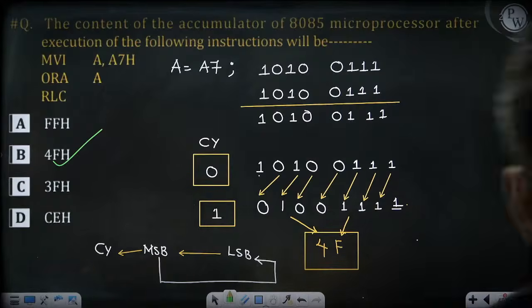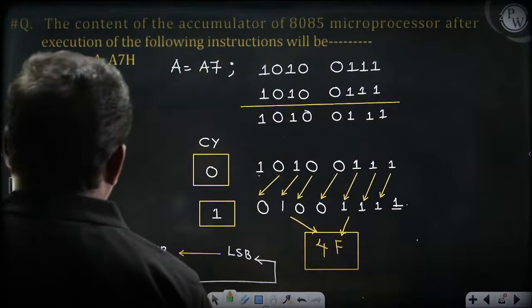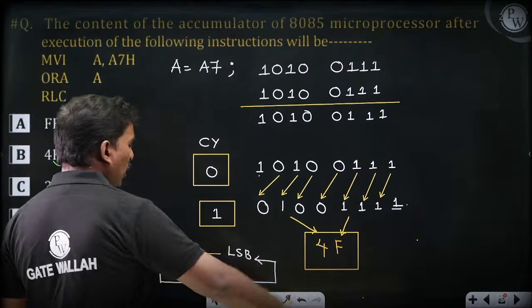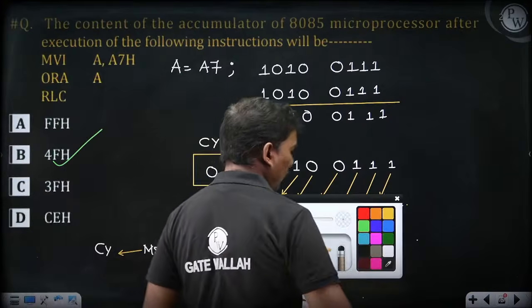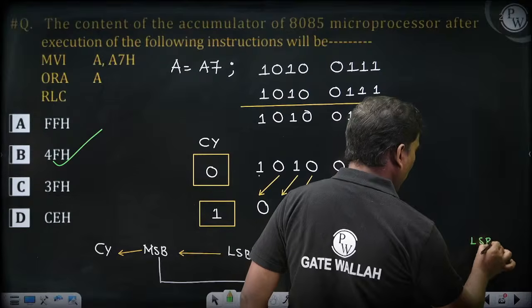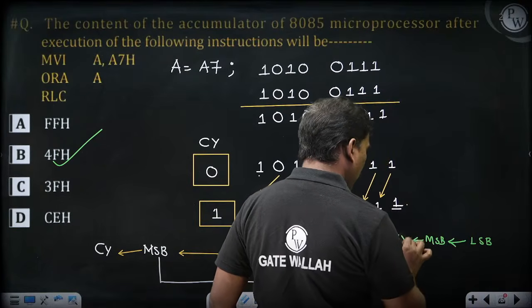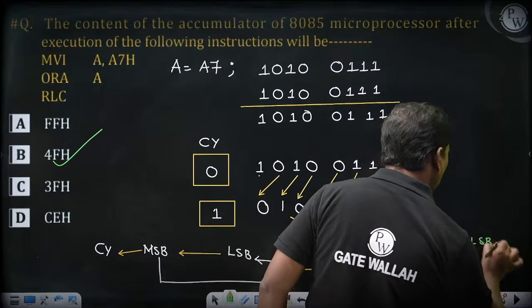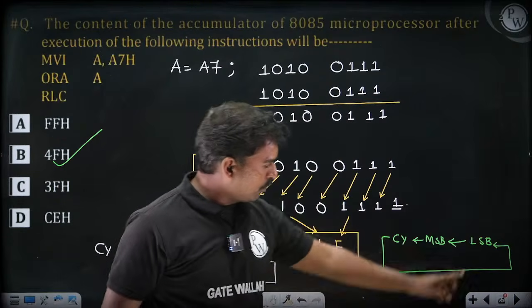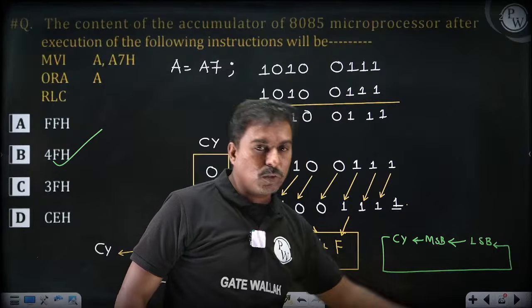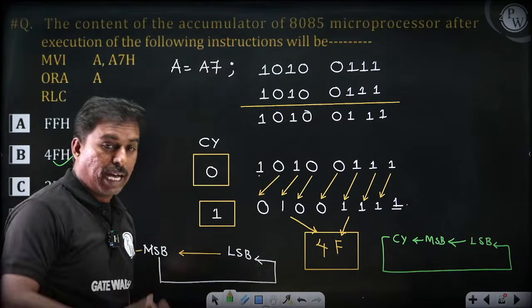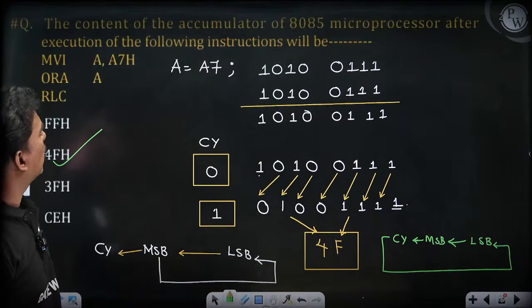With carry, what does it mean? It means carry is also involved. LSB will be shifted to MSB, MSB will be shifted to carry, and carry will come back to LSB like this. Carry is also involved, but that is 8085.